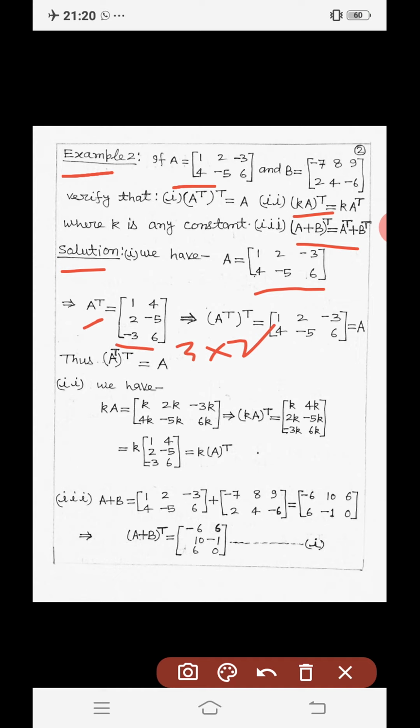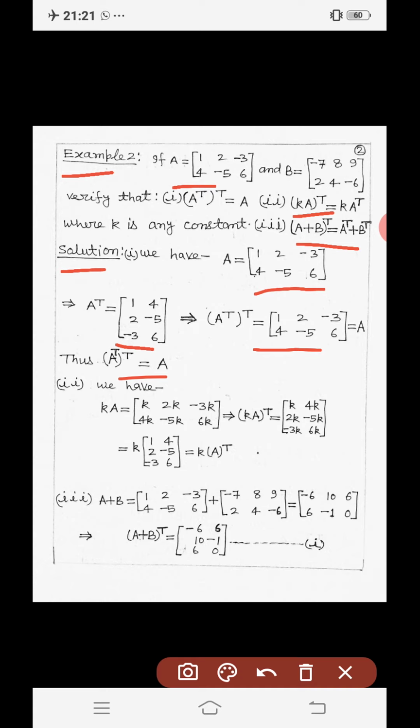and this implies that transpose of A transpose equal to a matrix having elements 1, 2, -3, 4, -5, 6. This is also of order 2 by 3 and this is equal to matrix A. Here we also interchanged rows and columns. Thus we get transpose of A transpose equal to A.